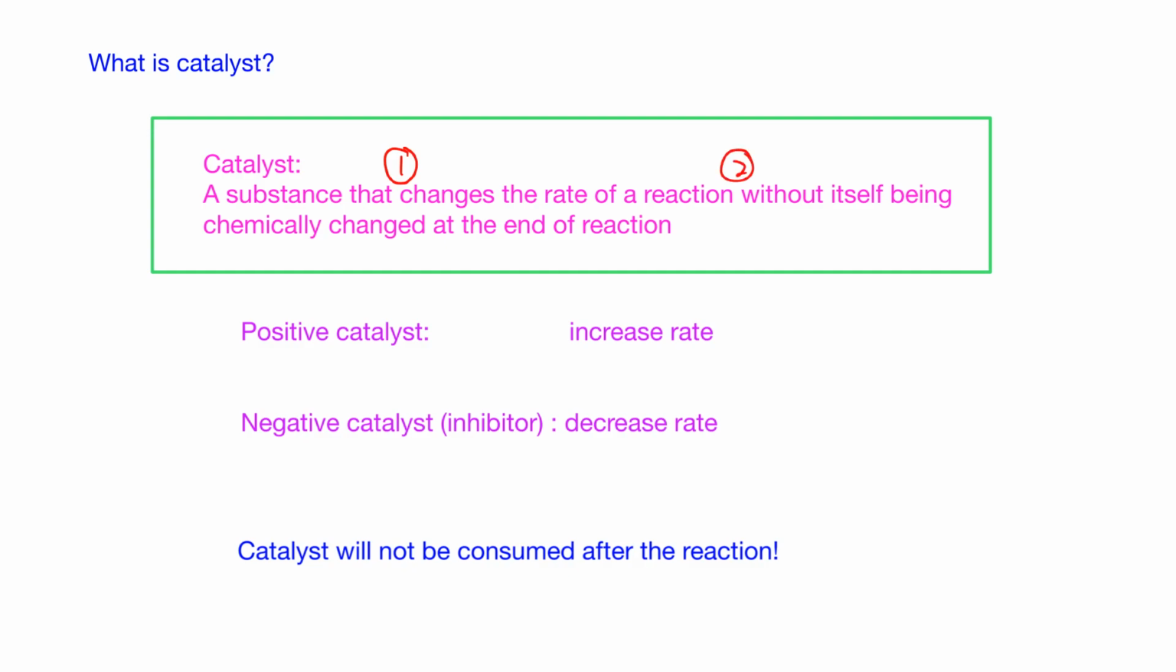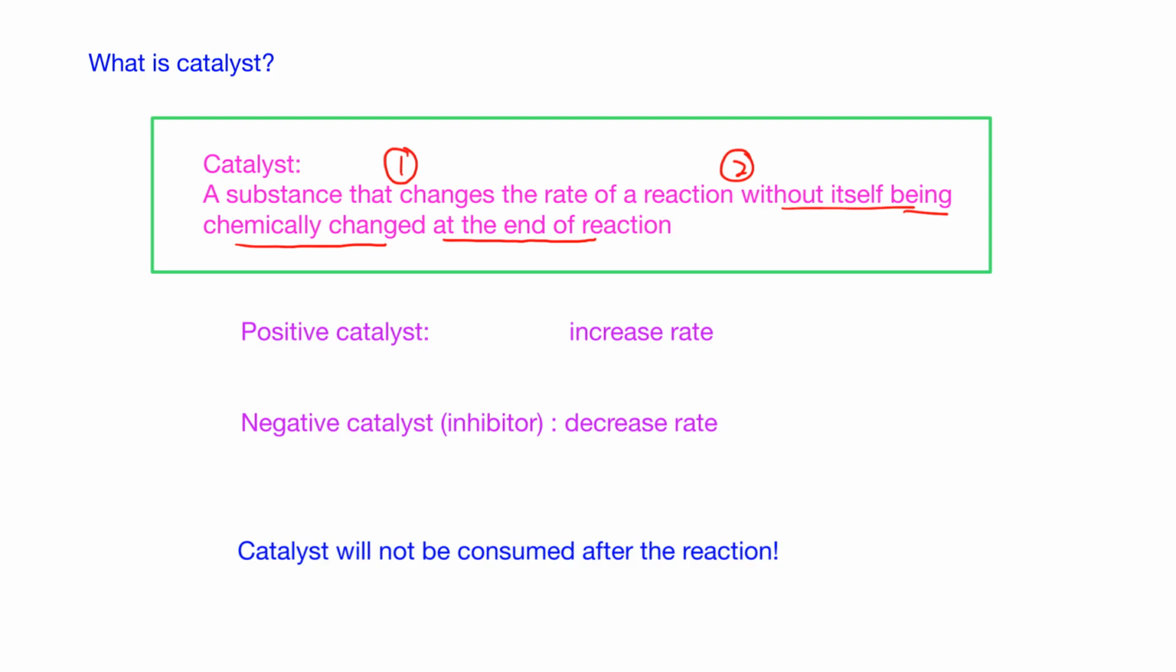Second part, in the process, it may change chemically, but at the end of the reactions, you'll find that they will be without being chemically changed. That means they will be the same at the end of the reaction. So in some cases, the catalyst may convert to other chemicals first, but before the end of the reaction, it will get back to the original form. Or some of the catalysts actually don't have any chemical reactions in the process.